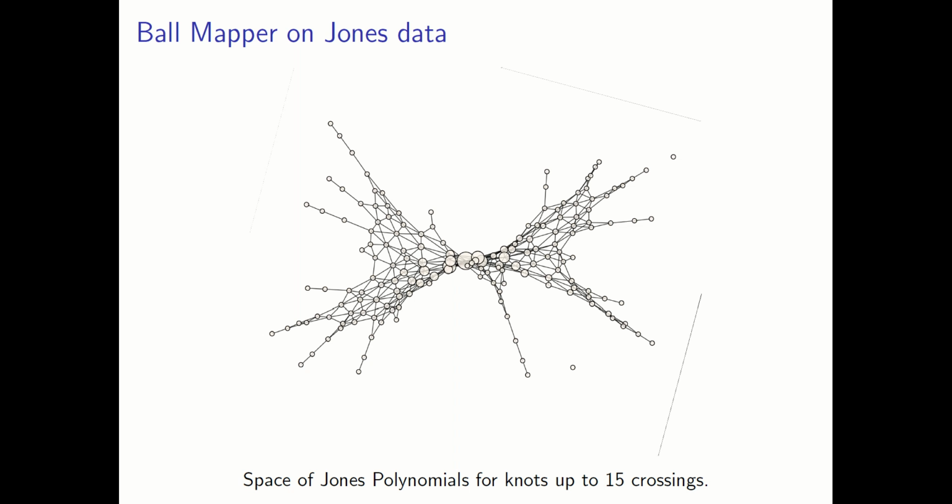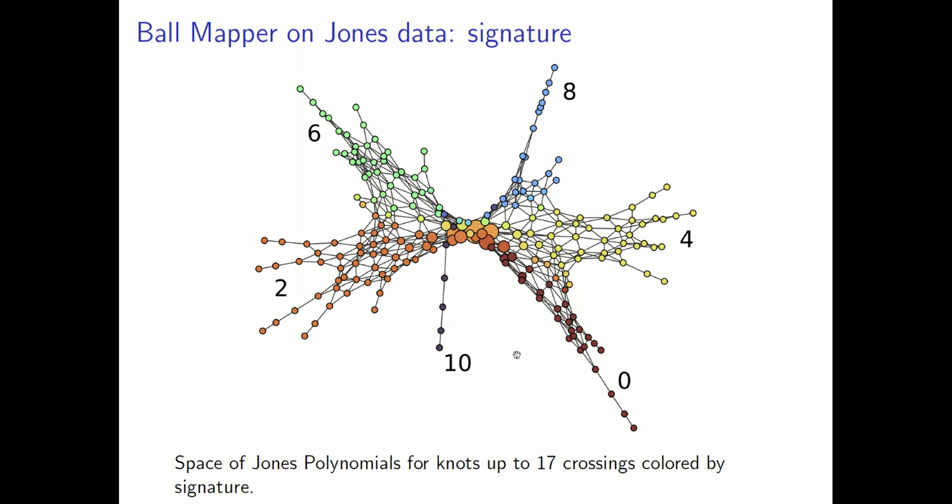And here's how the space looks. Well, we can color it by many things, including the quantities that are of interest to the people in knot theory. For instance, the signature of the knot. What we can see from here is that in this heavy center, there's a mess. But once we move away from the heavy center, the knots with the same signature occupy very well-defined regions of the space. They do not mix over there.